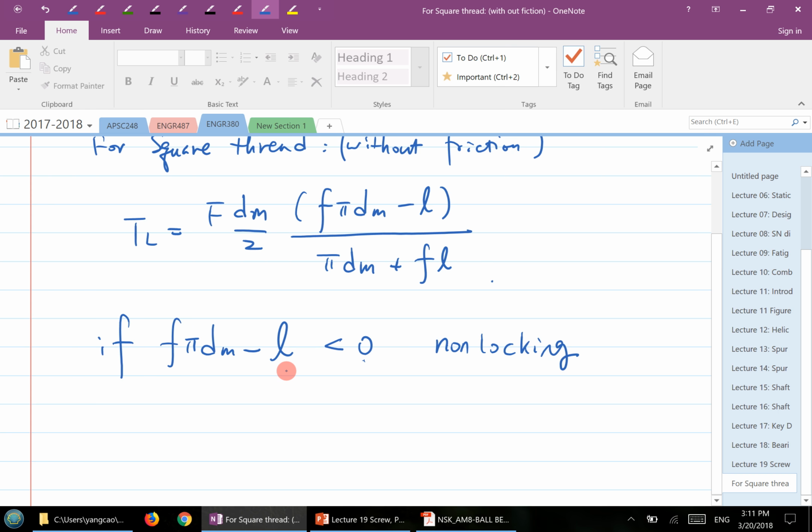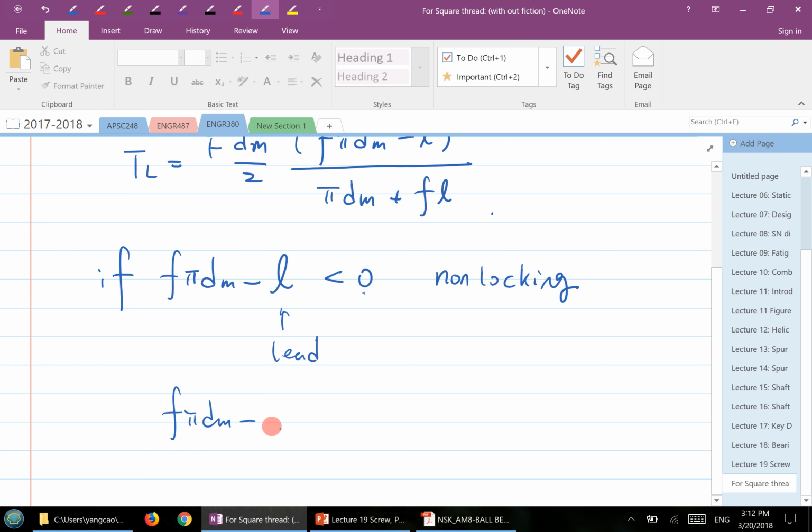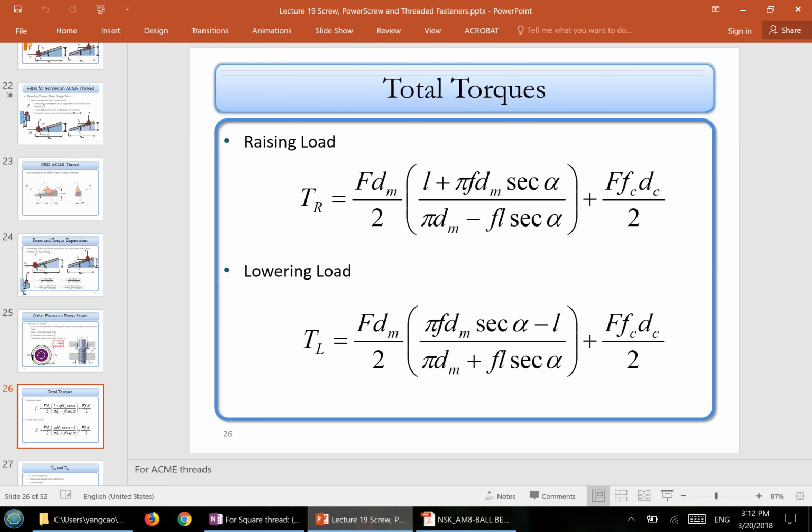The other thing is that this has a lot to do with L. If L is big, then there's a chance that this term is less than 0. L is the lead, which is how steep the ramp goes up when you unwrap one turn. So you can imagine that a higher lead L gives a higher chance of a non-locking situation. If this term is greater than 0, you get a self-locking situation. So in terms of the formula, this is the overall formula for TR and TL here.